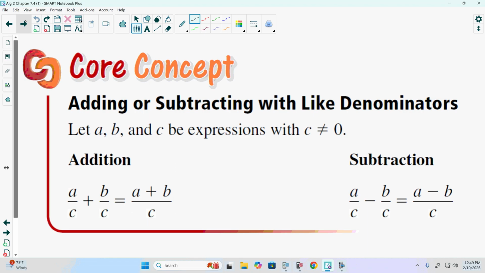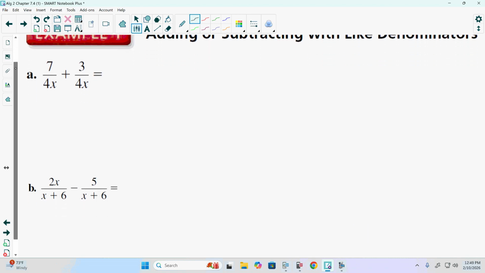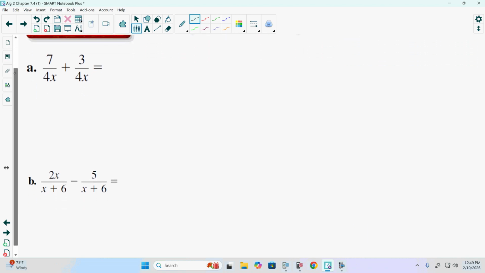Because what we're starting today is addition and subtraction, adding and subtracting two fractions. And whenever we add or subtract two fractions, we need the denominators to be the same. We need like denominators because if they're the same, we can add or subtract the numerator with whichever operation we have.